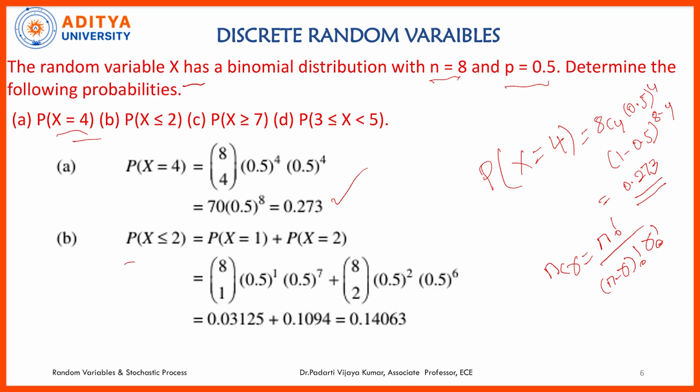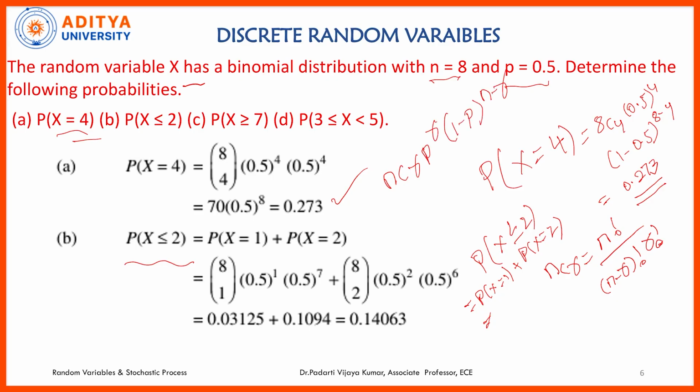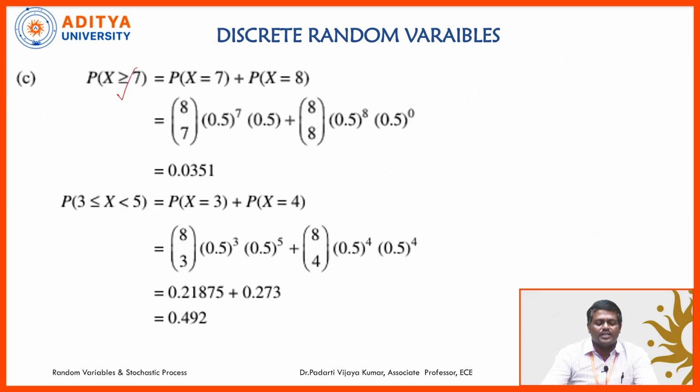Similarly, one more question is asked: probability of X less than or equal to 2. That means at most 2, the maximum value is 2. That means probability of X equal to 0, X equal to 1, and X equal to 2. The same formula again we will apply, nCr p power r, (1 minus p) whole power n minus r. Applying the same formula and substituting the values, we will get 0.14063.